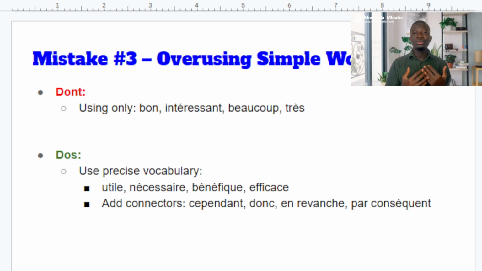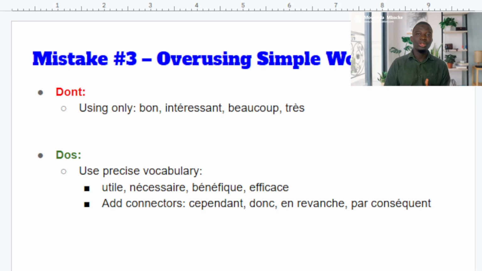How do you do it? You use the complex words in the right way, in the right context. You don't want to use words that you don't understand. You can use words that are more precise. Instead of saying bon, you can say utile, for example, which means useful, or nécessaire, which means necessary. Bénéfique means beneficial, right? These words are more precise. They are better at describing something instead of just saying bon, good, interesting, a lot, too. This is just too simple.